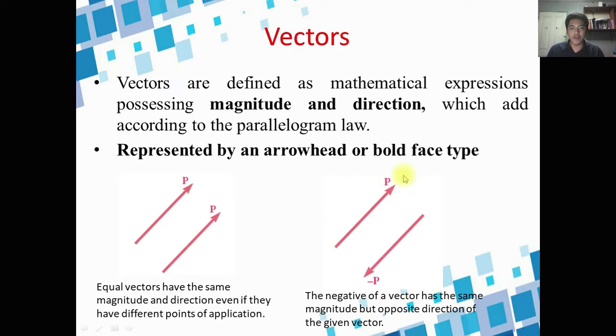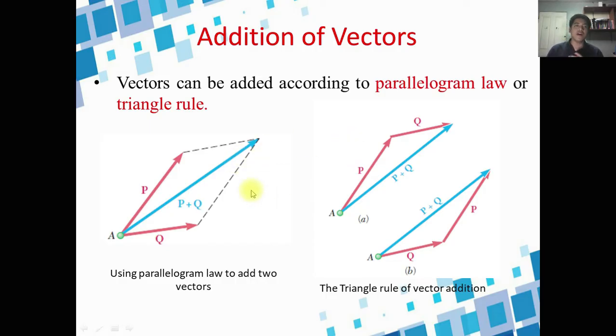So if we have P here and we wish to find the negative of P: negative in vectors only means that we are going to change the direction of the vector. So we have here a vector P in this direction. If we negate this vector P, we only change its direction, the opposite direction.